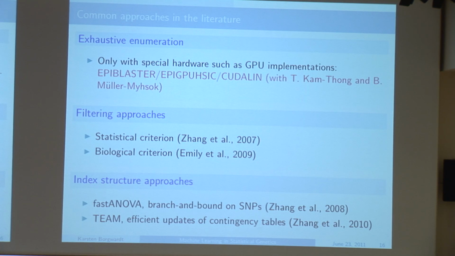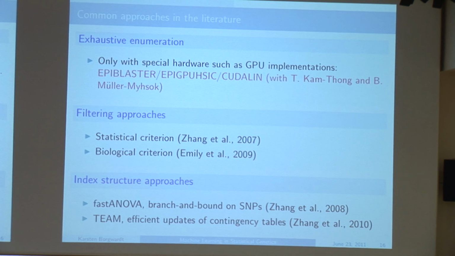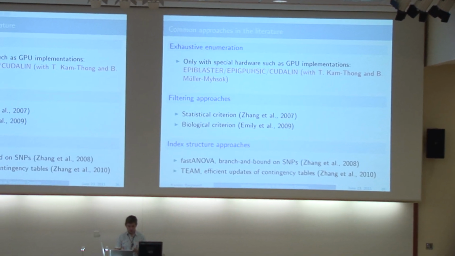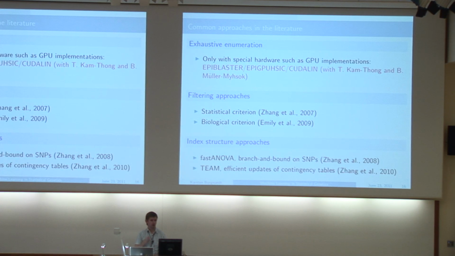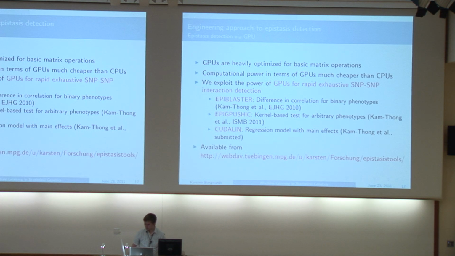Now, when computing p-values, test statistics for the SNP pairs in such a genetics data set, what we need is also basic matrix operations. So graphical processing units are also very useful in our setting, and therefore we implemented our search for SNP pairs that interact with the phenotype on graphical processing units, and we published a series of papers on that and made our approaches more and more general. And in fact, the first one, which computes the criterion that I presented to you before, so this difference in correlation, is already available online.